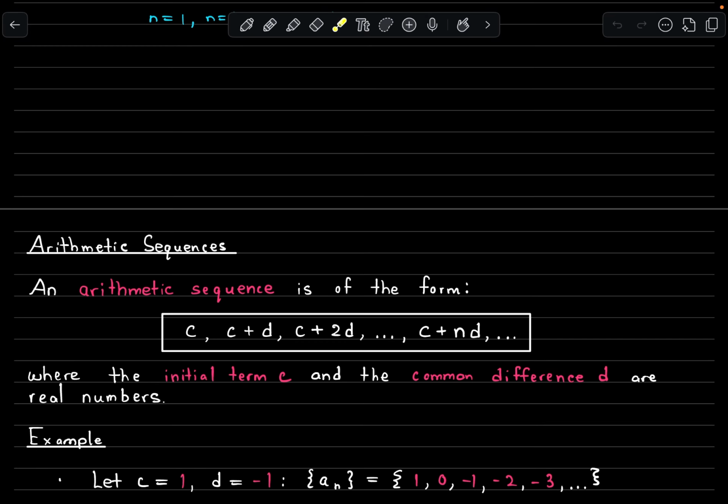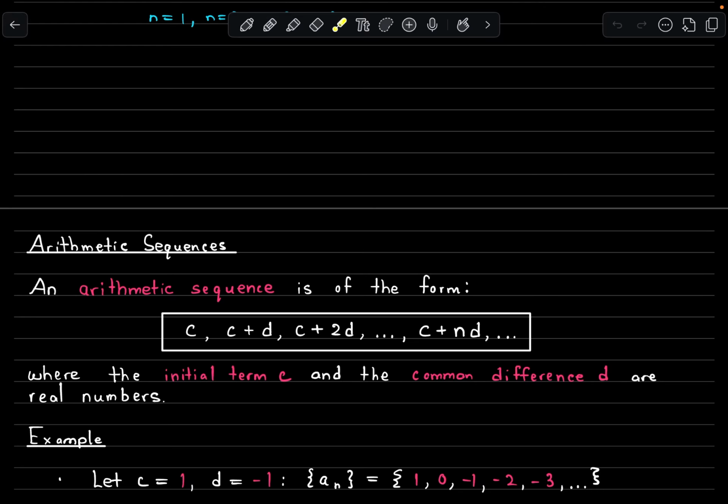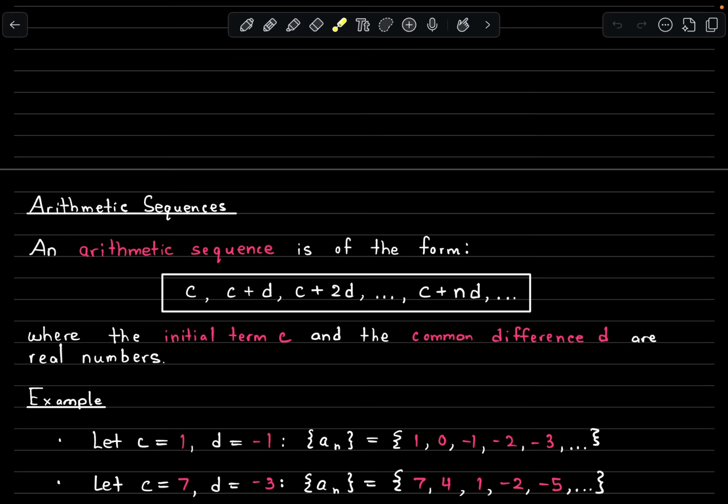So let's look at an example. Let c equal 1, let d equal -1. In that case, your sequence is going to start off with 1, which was your c. To that 1, we're adding -1. So 1 plus -1 is just going to be 0. To that, add another -1. We'll have -1. Add another -1. We'll have -2, and so on. So this is just going to become the integers from 1 and lower.